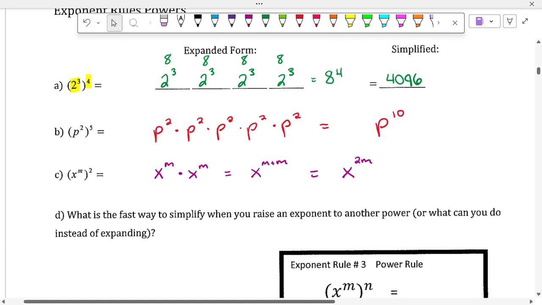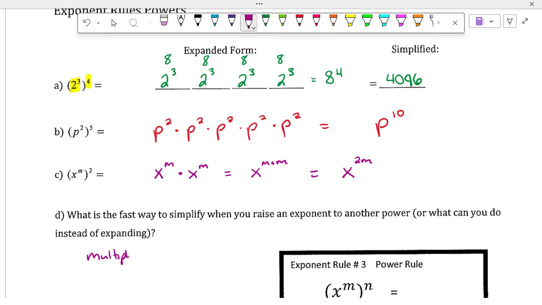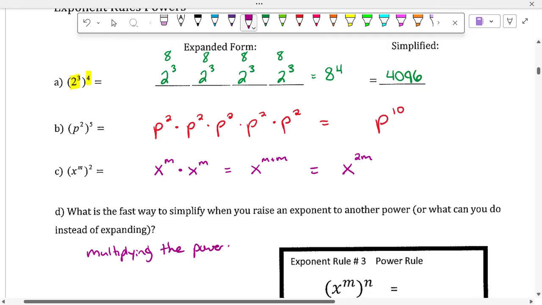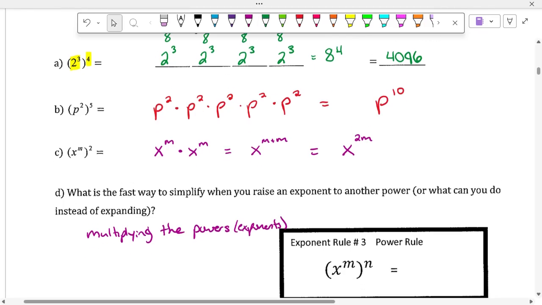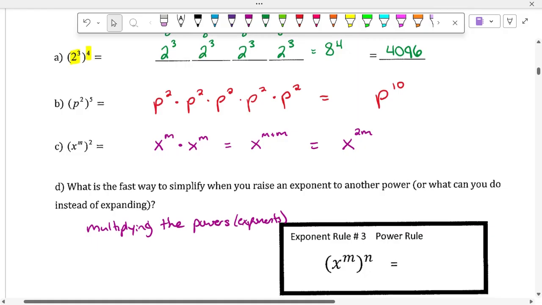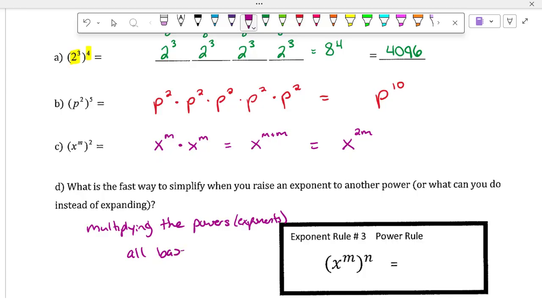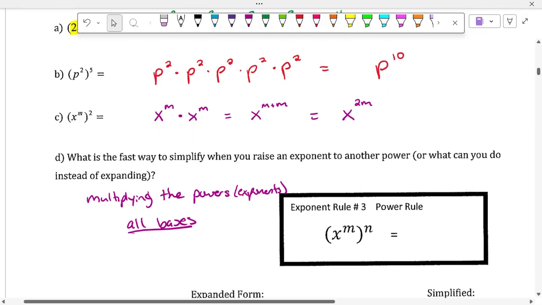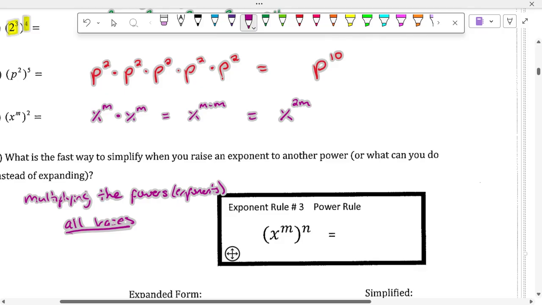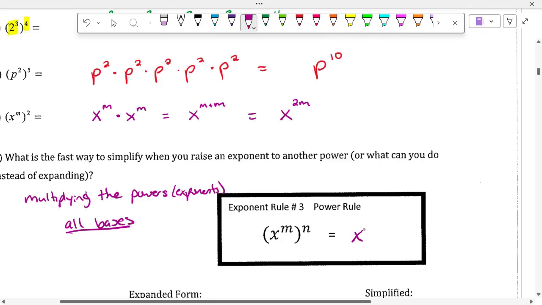So essentially, all you're doing is multiplying the powers, or the exponents, however you want to put it, of the same base, and this applies to all bases. So for this power rule, x to the m raised to the power of n is the same thing as x to the m times n. You would just distribute the n to the m.